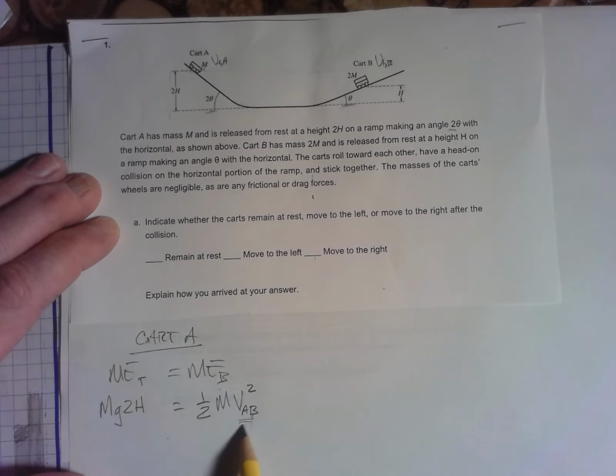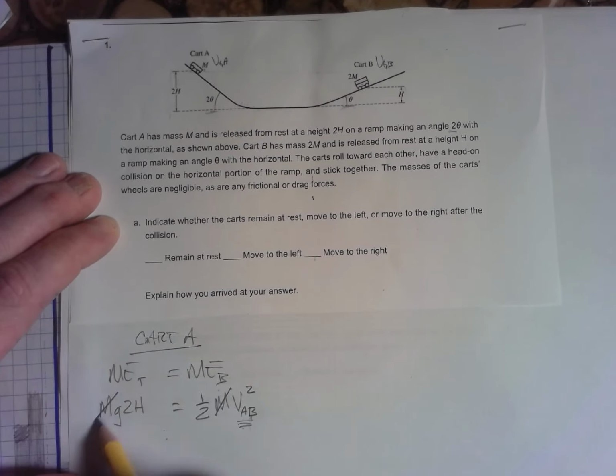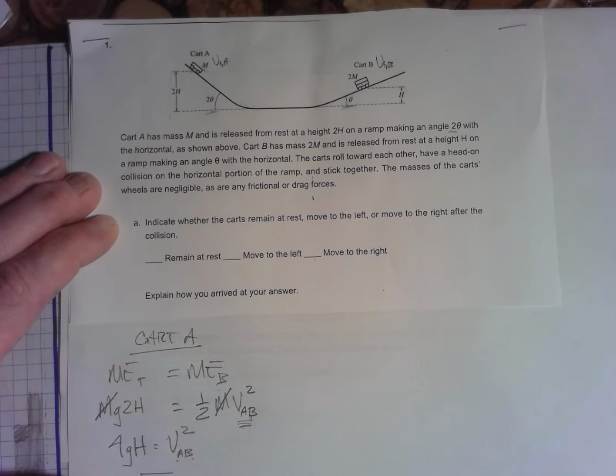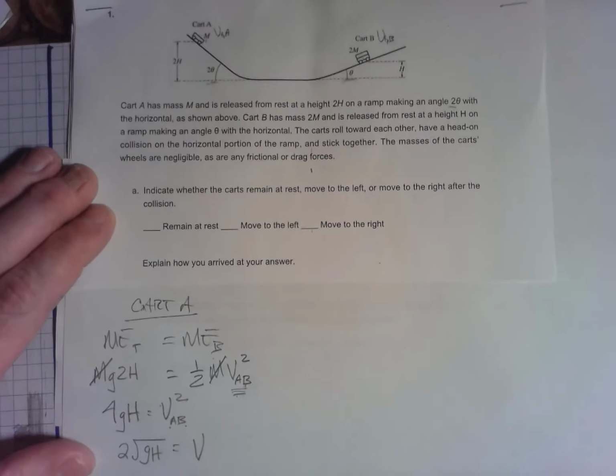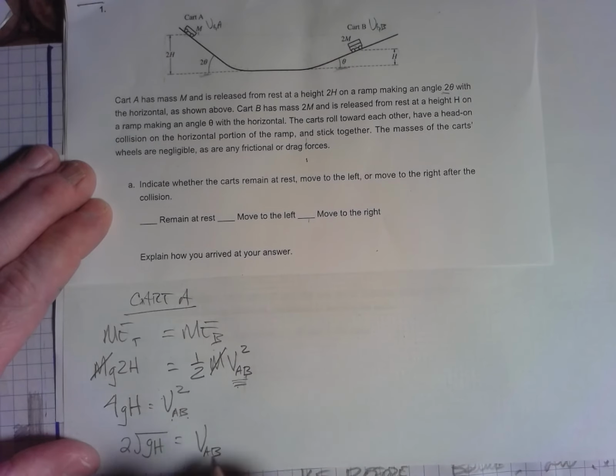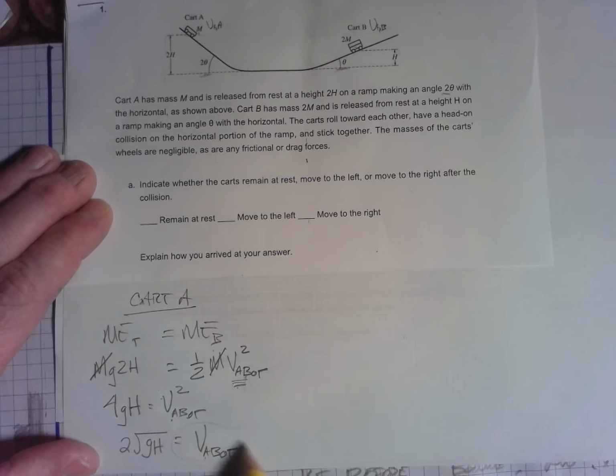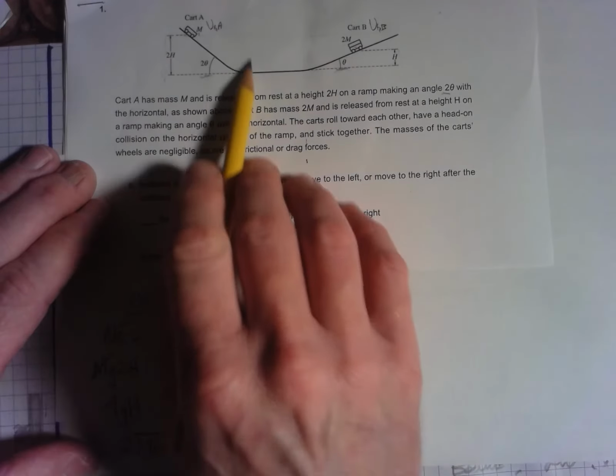So I'm going to solve for this. Now, it's a little bit convenient because the masses go away. If I multiply both sides by 2, I get 4GH equals V, velocity of A at the bottom, squared, which means 2 times the square root of GH is equal to the velocity of A at the bottom. So cool. We'll keep that in mind. We'll come back to that. We're going to use that and the mass to figure out its momentum down here.